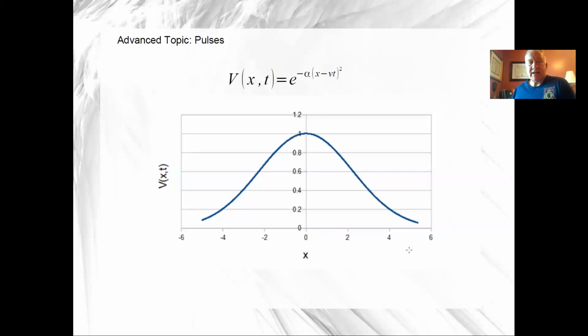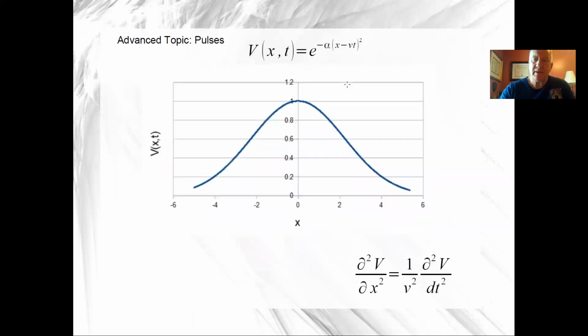All right, so let's take an advanced topic. We're going to send a pulse down our coaxial cable. So here's our voltage, and it's going to reach a maximum and minimum. We're going to take this Gaussian function, e to the minus alpha (x minus vt) squared, and we'll send it down the cable. Let's check if this is a linear wave. So we'll plug it into the second derivative of V with respect to x equals 1 over v squared times the second derivative of V with respect to t. Once again, I apologize, this should be a partial derivative right here.